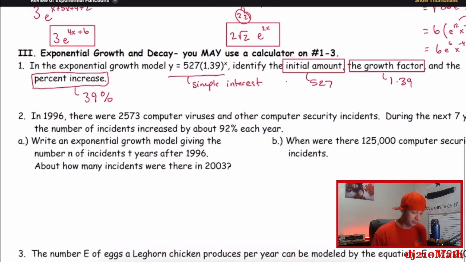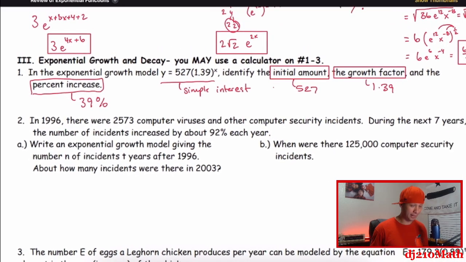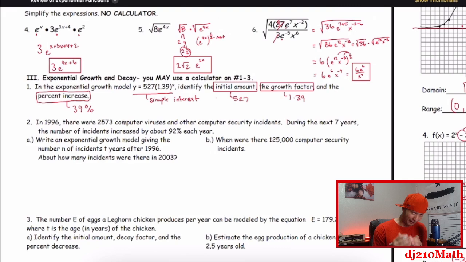That was it. That was all we needed. All right. So hopefully you get that. Growth factor is everything that's in the parentheses. And the increase or decrease, that's going to be how much more it is than 1 or how much less it is than 1.